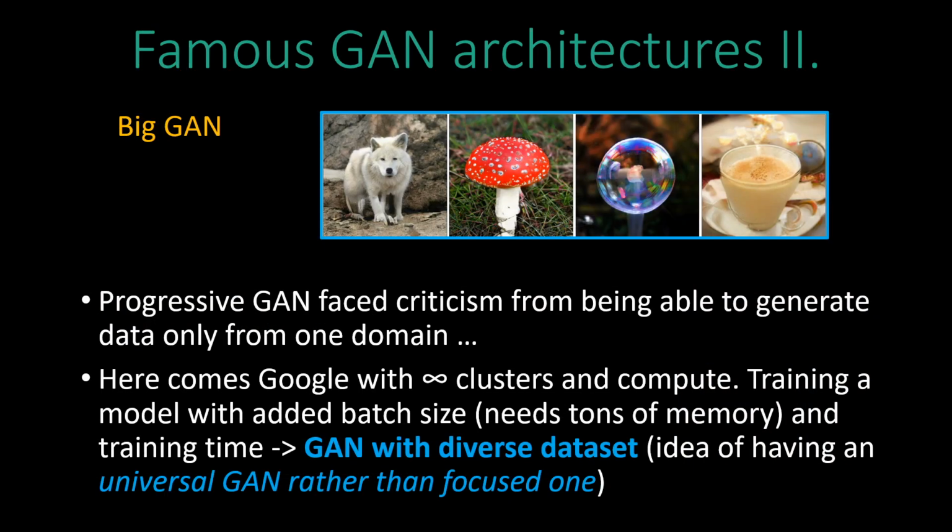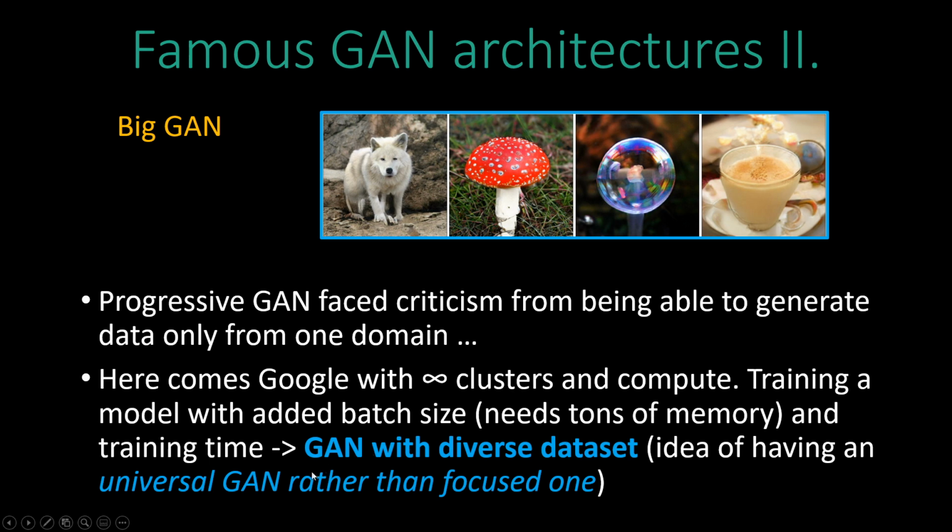So here comes the big GAN, which is a model trained by Google with their infinite clusters and infinite compute power. Basically they said that in order to train a model which would be able to capture a large diversity of images inside that dataset, you simply need to make a larger model and train it with a bigger batch size, which needs tons of memory. And trained it for a lot of time.